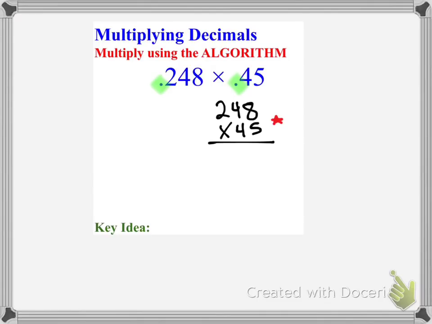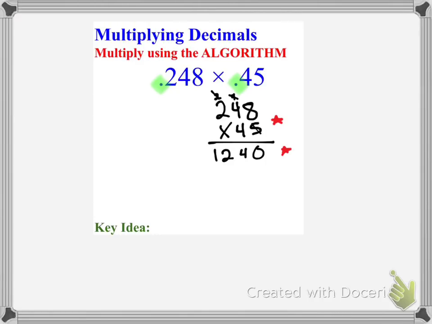Next, start multiplying. 5 times 8 is 40, so there's my 0, carry the 4. Then 5 times 4 is 20, plus 4 gives me 24. Then bring up the 2. 5 times 2 is 10, plus 2 is 12. So my first line should be 1,240. I'll give you a star if you have every one of those digits correct.